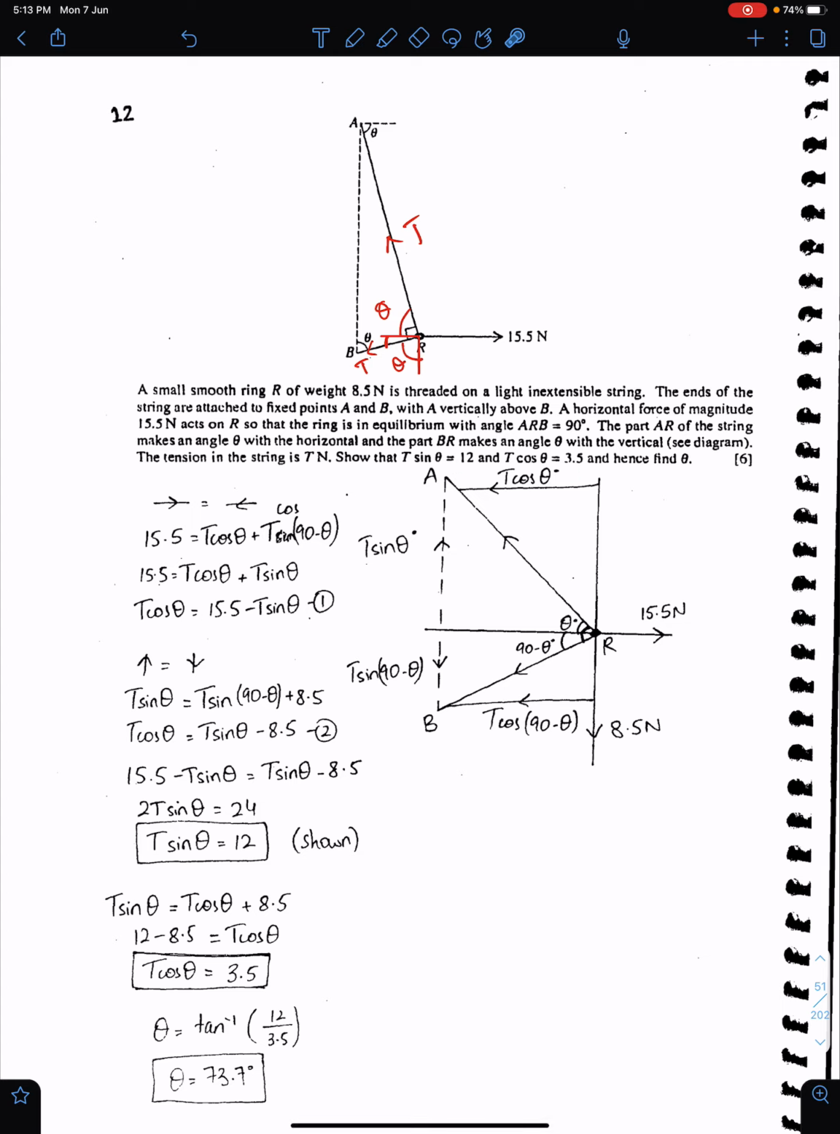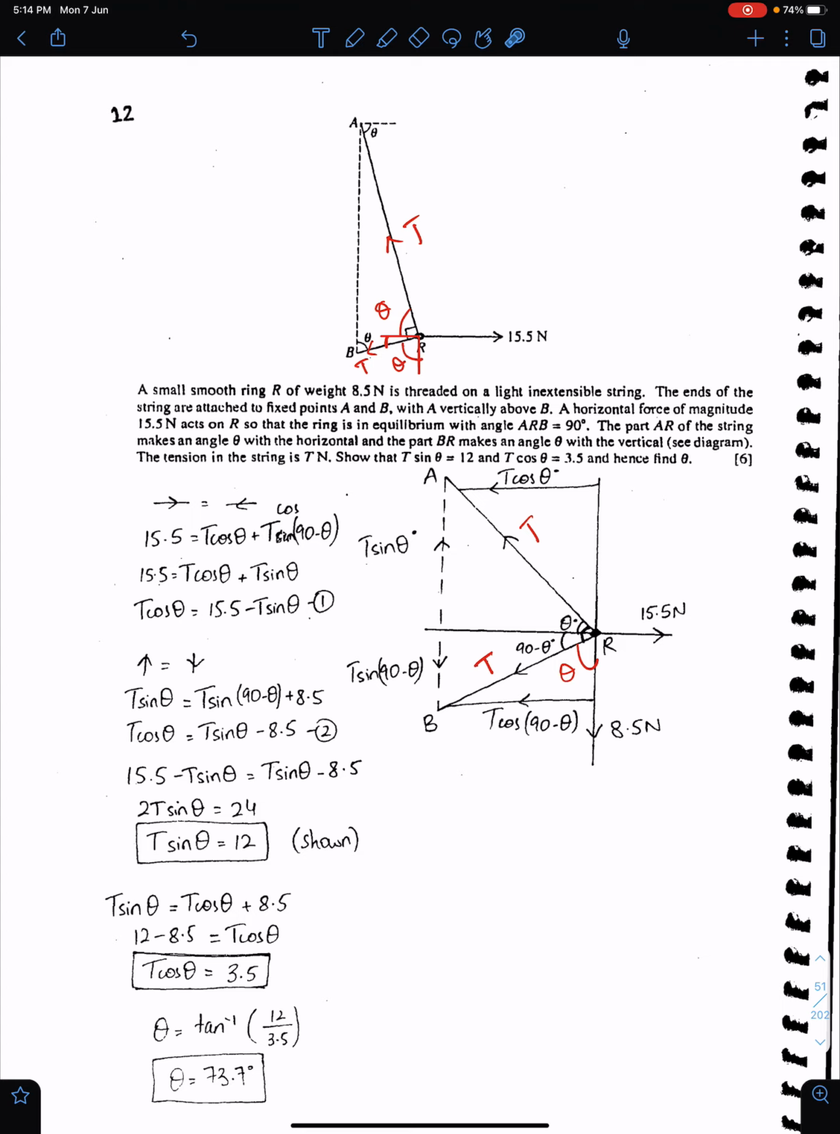This is simple. We just need to resolve forces at R. So 15.5 is here. This is the tension T. This angle is theta. You have an option: you can either use this angle or this 90 minus theta. So this T has two components, T sine theta and T cos theta. This is T sine 90 minus theta, which will become T cos theta, and this will become T sine theta, and this is the weight of the ring. We just need to equate the horizontal components and vertical components.